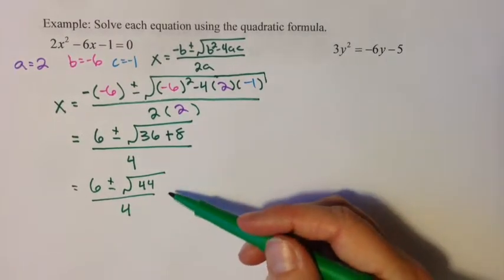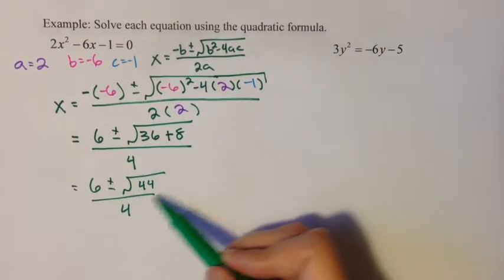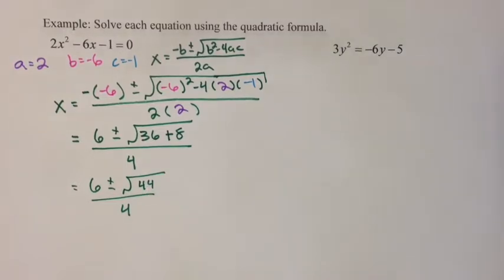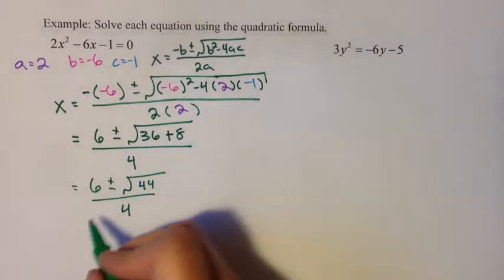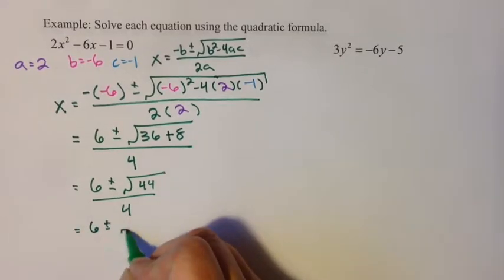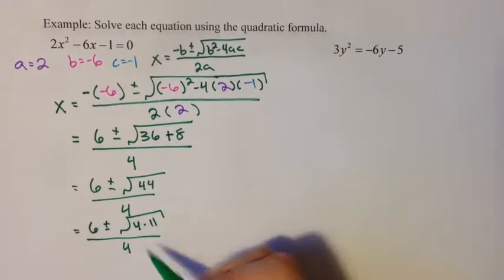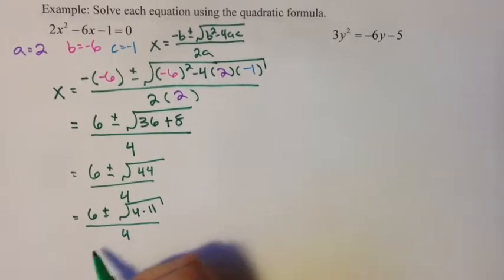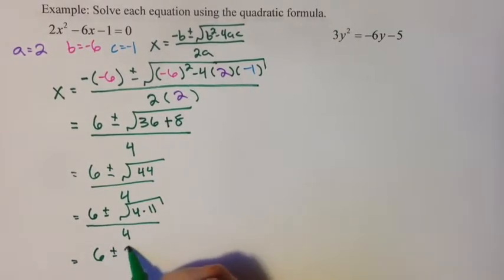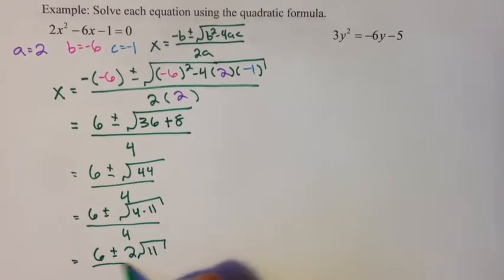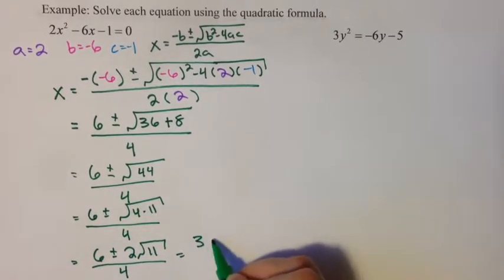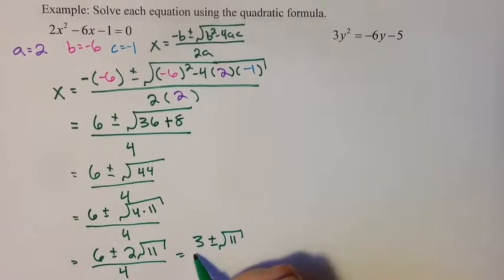At this point, I'm really pretty happy that we've gotten here. However, this square root can be simplified a little bit more, so we're going to go ahead and do that. Notice that the square root of 44 is the same as the square root of 4 times 11. So the square root of 4 is 2, so this can become 6 plus or minus 2 square root of 11 all over 4. The last thing I'm going to do to finish simplifying this is notice that all of my terms have a 2 in them. So I can cancel a 2, making this 3 plus or minus the square root of 11 over 2.